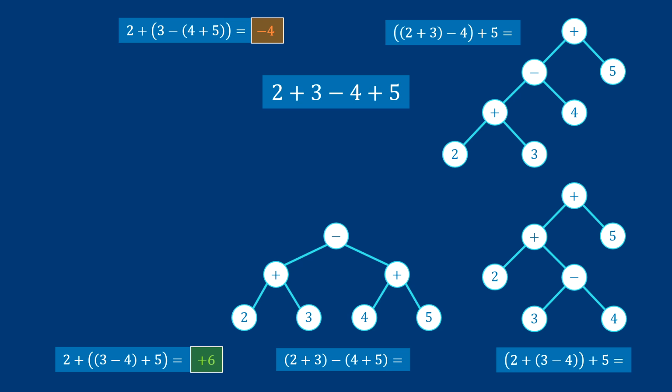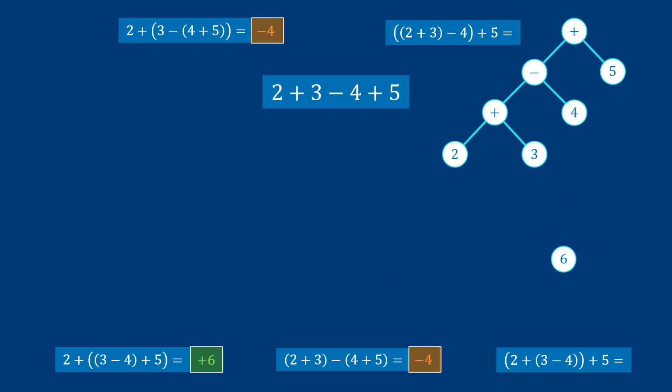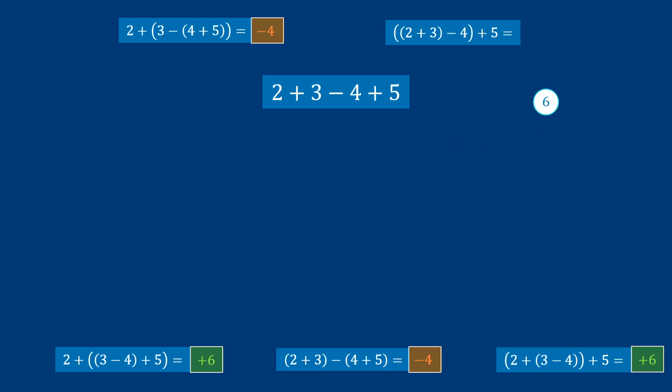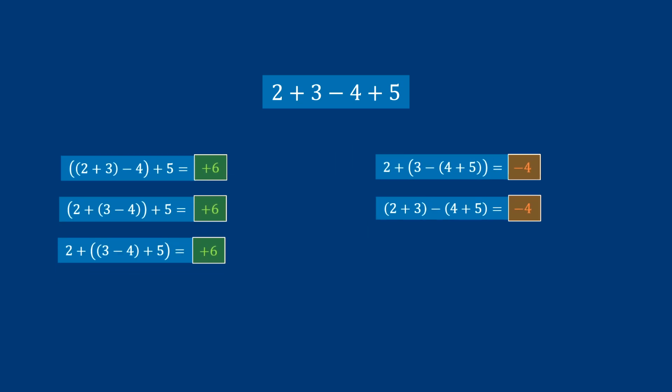Next tree, let's see what we get. This one turns into -4. Next tree turns into 6, and the next tree also turns into 6. Okay, so we get various results. We either should end up with 6 or -4.